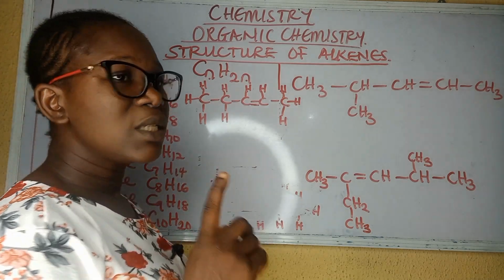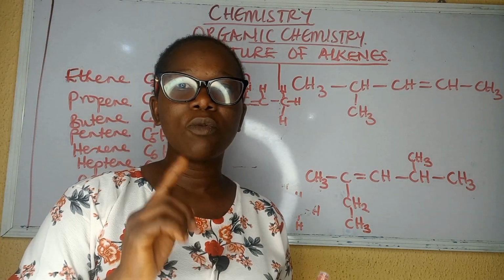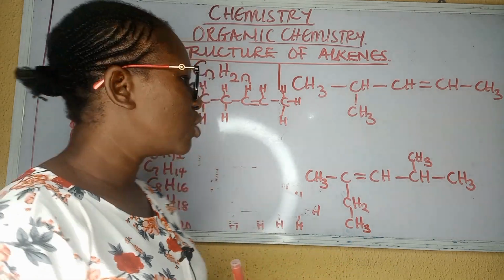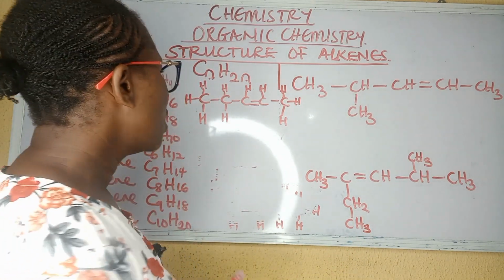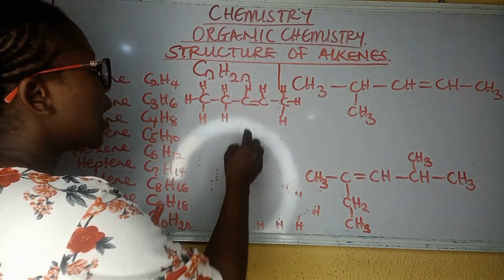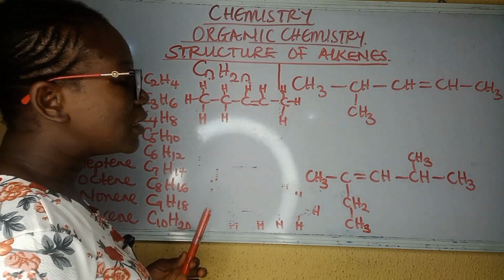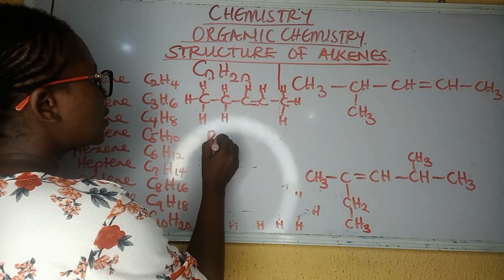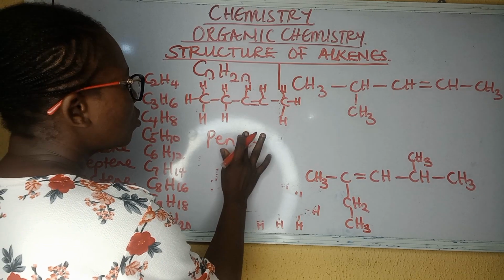So the rule still says that before you can name any compound, watch out for the functional group, then check the longest hydrocarbon, the longest carbon root in the compound. So the longest carbon root here is 5, which is pent, and it has a double bond, so it's a pentene. The double bond is on carbon 2, so we call it pent-2-ene.